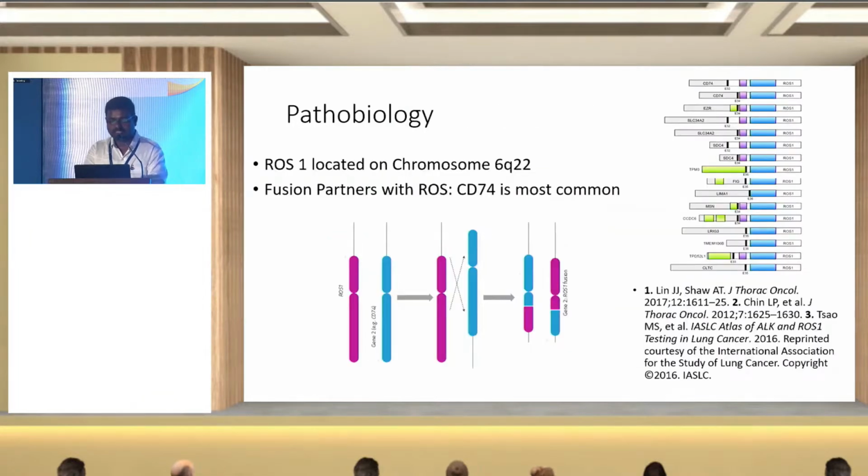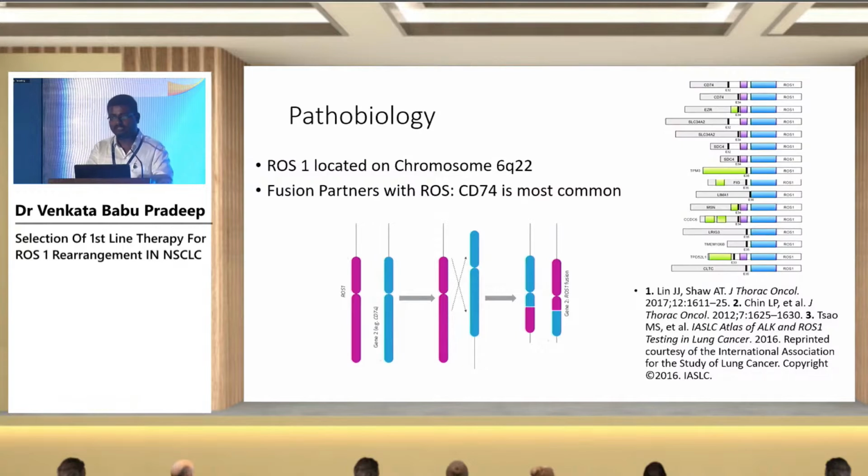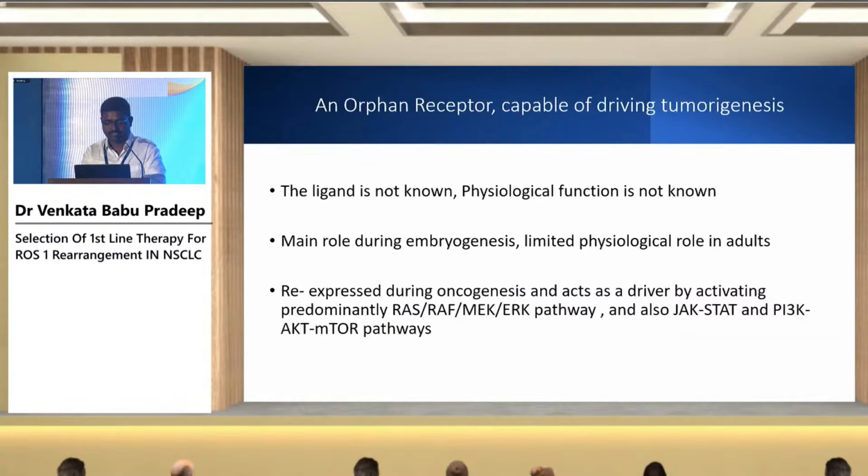When we see the pathobiology, ROS1 is located on chromosome 6q22. And the most common fusion partner with ROS is CD74. There are so many partners, but the most common is CD74, just like EML4 for the ALK. It is referred to as an orphan receptor.